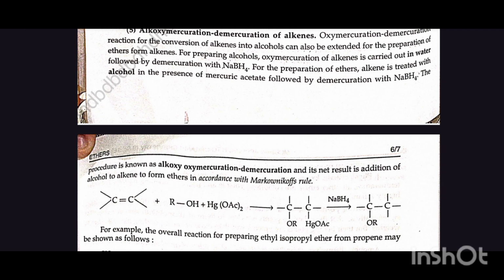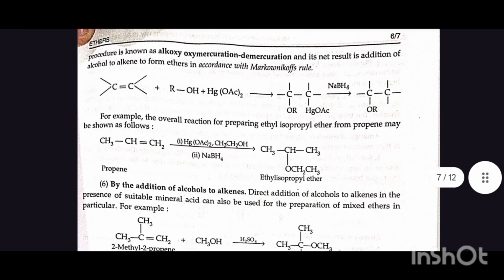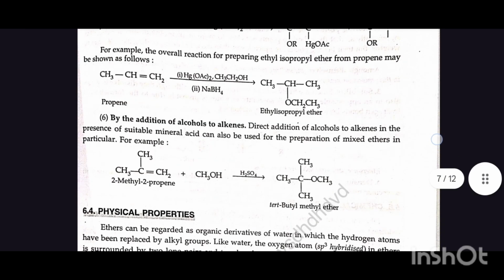It results in the net addition of alcohol to alkene to form ether in accordance with Markovnikov's rule. For example, the overall reaction for preparing ethyl isopropyl ether from propene may be shown as follows. Propene in presence of Hg(OAc)2 and CH3CH2OH, and second NaBH4, gives ethyl isopropyl ether.